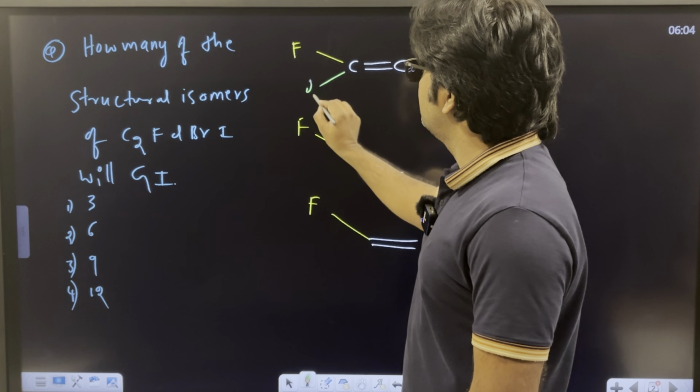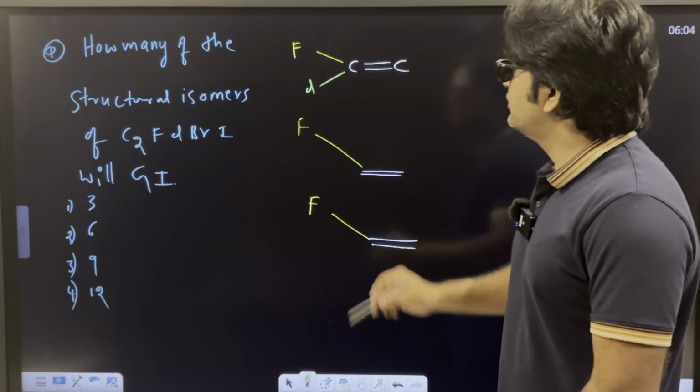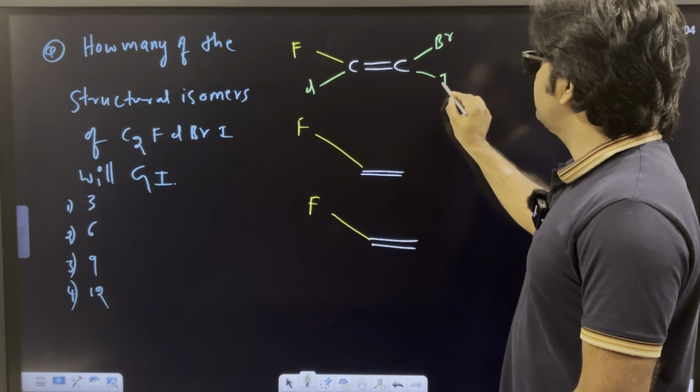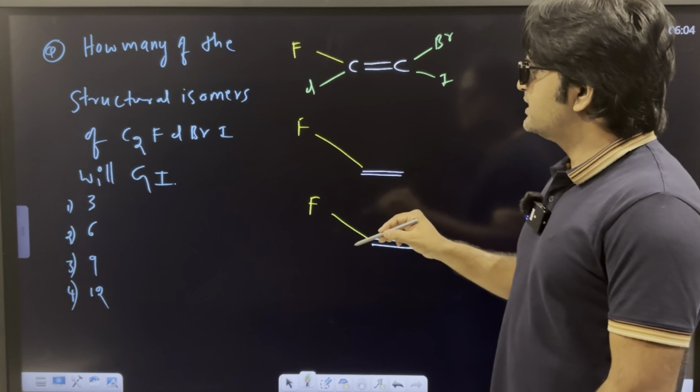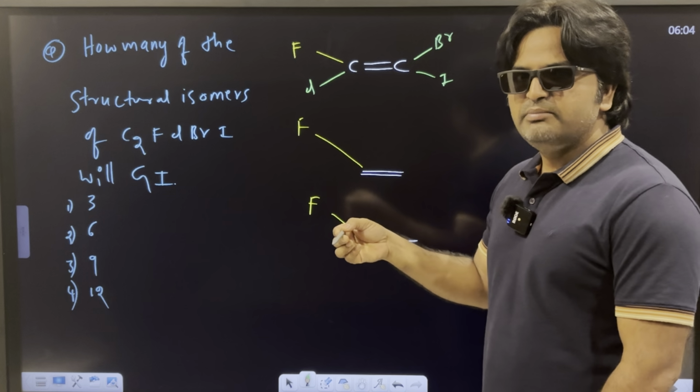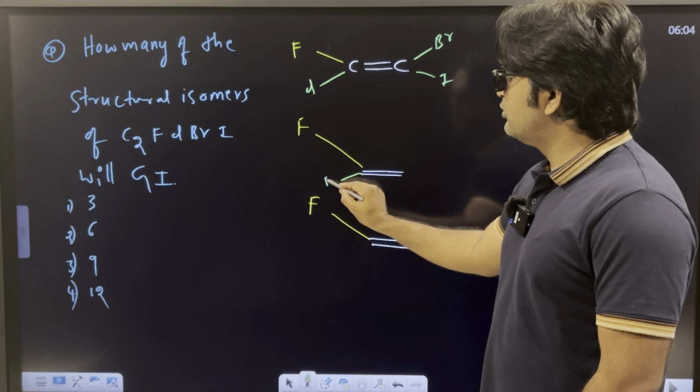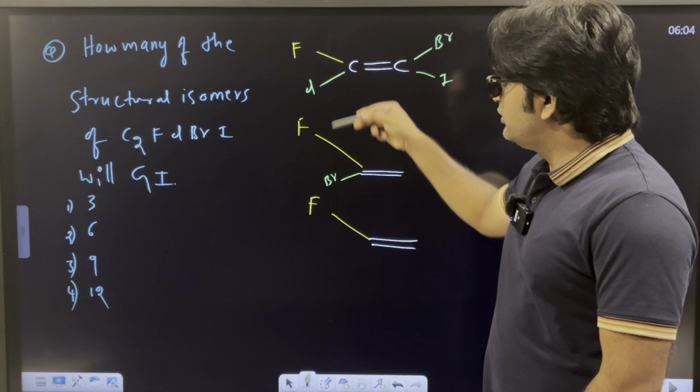Here I am taking that chlorine. Next, the remaining bromine and iodine. This is my first structure. But in the second structure, I am taking another structural isomer. In the second structure, I am taking bromine here, and chlorine here.